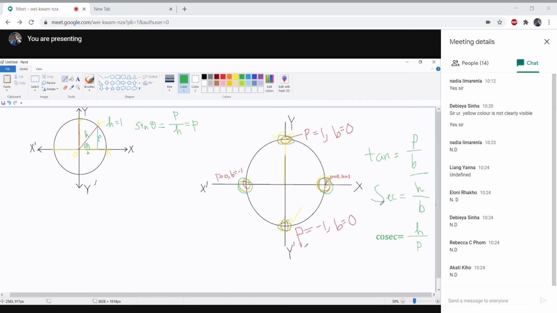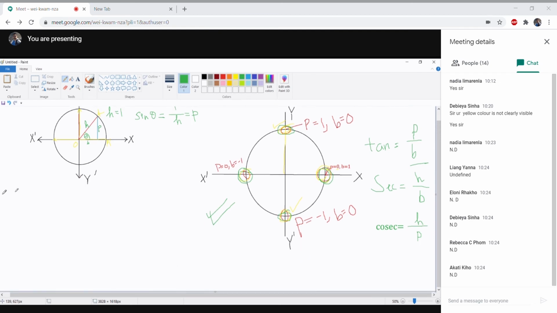So look in the diagram, you can see why it is undefined, because cosec is hypotenuse by perpendicular, and look, at these 2 points perpendicular is 0. Understood? Similarly you can find the other values like tan pi by 2 or tan 3 pi by 2. You will find that these are also undefined. So understanding this diagram is very important. Now I will show you another thing.